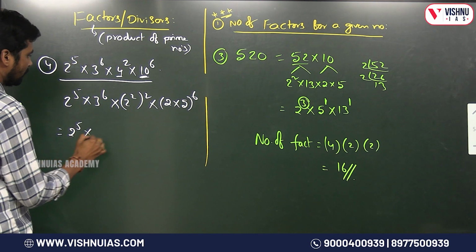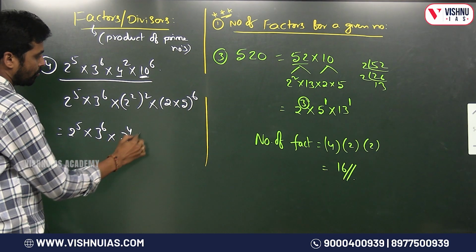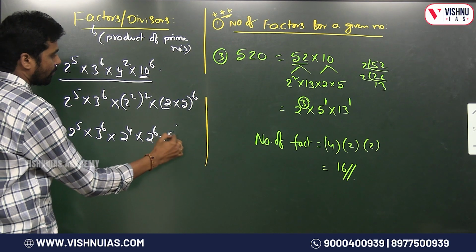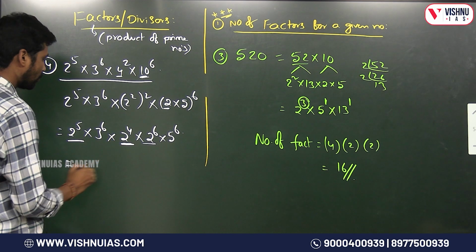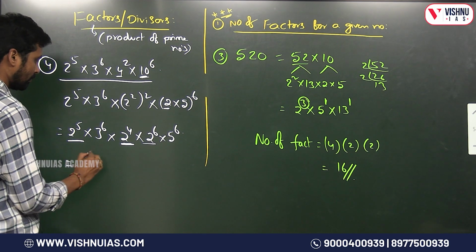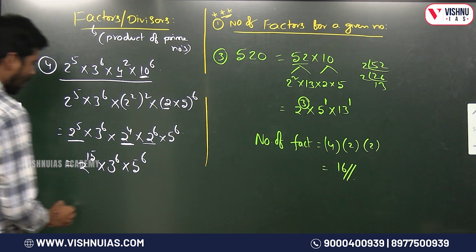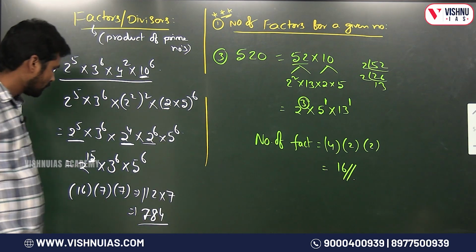Now if you write the values, 3 power 6, 2 power 2 into 2 means 2 power 4. Now this would be 2 power 6, 5 power 6. So now if you add the powers of 2, 2 power 15, 3 power 6, 5 power 6. Now add plus 1 to each power. This is 16, 7, 8, 4. Powers plus 1.